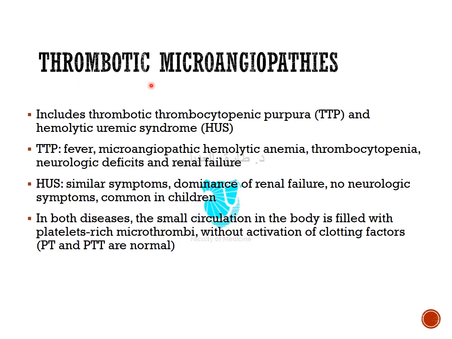Next, we have thrombotic microangiopathies. There are two main diseases that result in this syndrome. The first one is called thrombotic thrombocytopenic purpura. Okay, don't confuse it with idiopathic thrombocytopenic purpura. In this one, we have thrombosis everywhere in the body, which results in thrombocytopenia because the platelets are consumed in forming these thrombi. Another clinical syndrome is called hemolytic uremic syndrome.